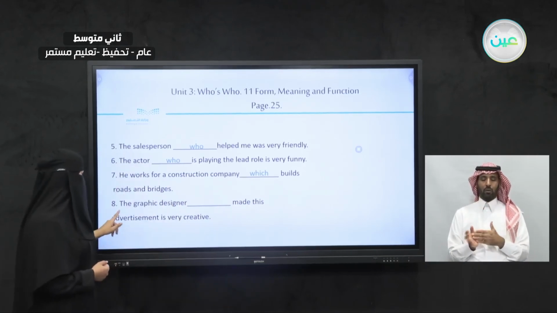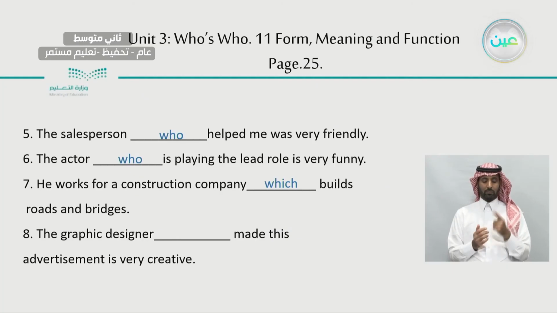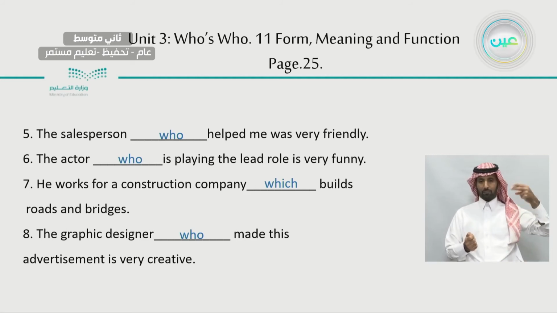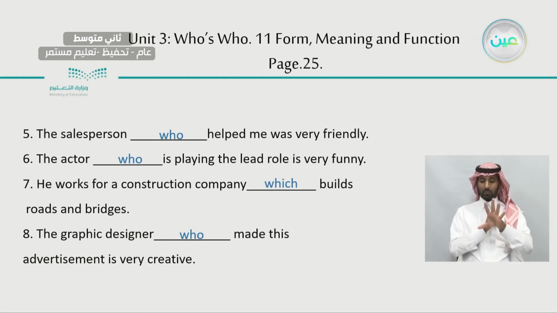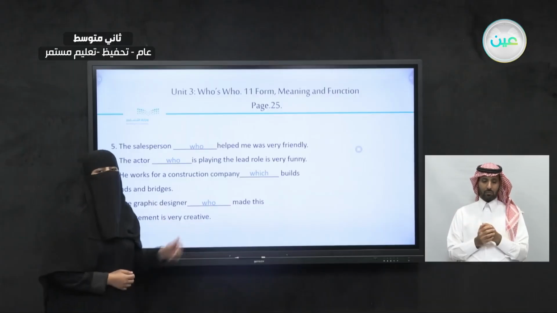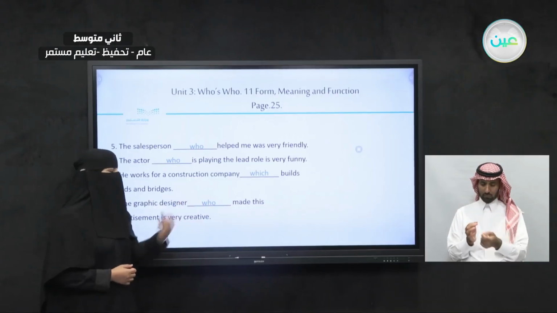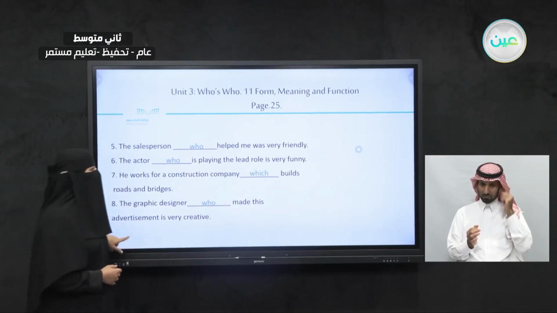Now the last one. The graphic designer, something, made this advertisement, is very creative. Now we're describing what? The advertisement or the graphic designer here? The graphic designer who made this advertisement is very creative. The graphic designer, we're describing the graphic designer. That's why we used who.